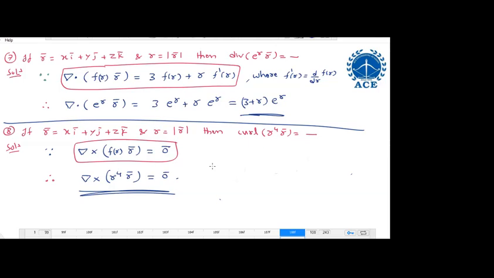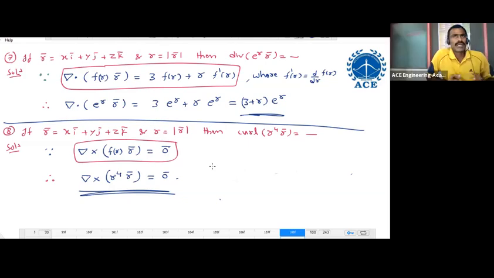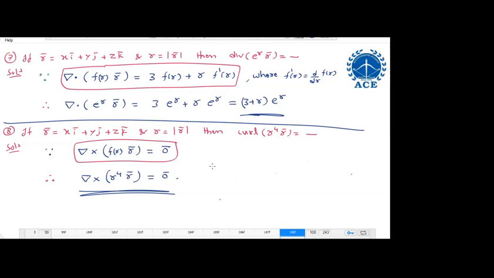Sir, it is not an identity? No, not an identity, because A bar, B bar are some vectors only. We should know those vectors. If you know the vectors, first we find the cross product of two vectors A bar and B bar. That will give some vector. For that vector, we find the curl. Okay, sir.